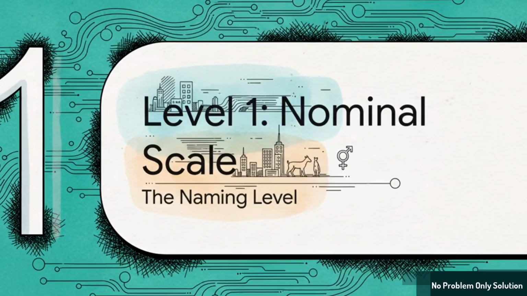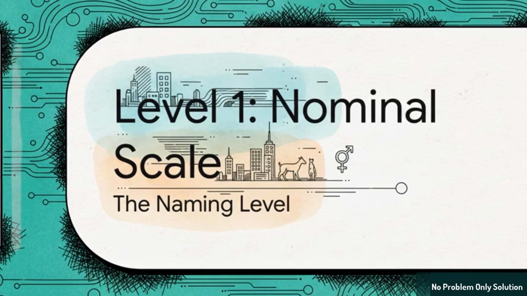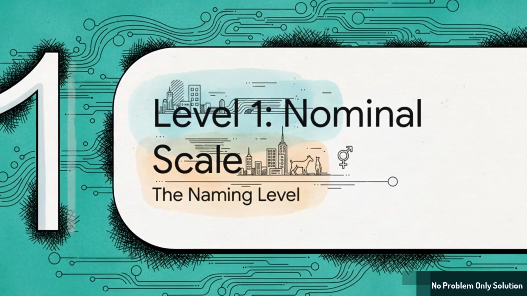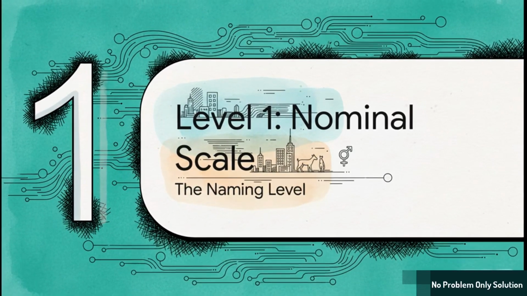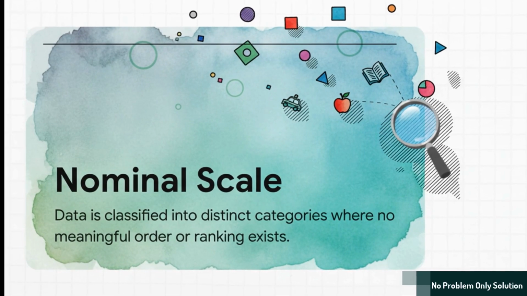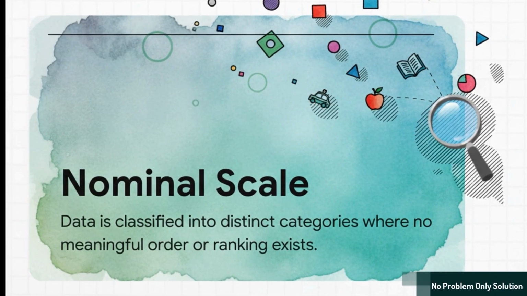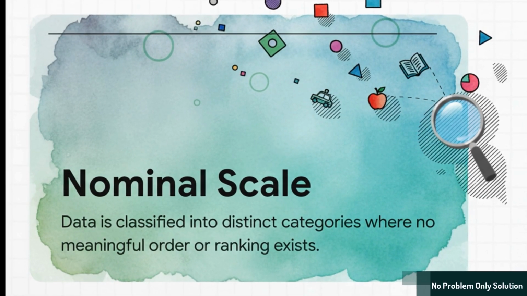Okay, let's jump right in. We're going to start our climb up the data ladder at the very bottom with the most basic level of all, the nominal scale. The key word here is nominal. It actually comes from the Latin word for name. And that's literally all this level does. It just names things. It's all about sorting data into different boxes or categories where the order doesn't matter at all.